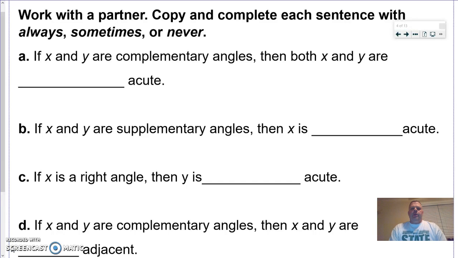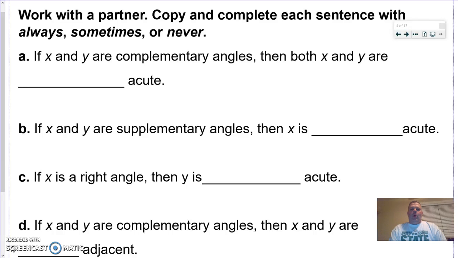In our first one, if x and y are complementary angles, that means they add up to 90 degrees, then both x and y are blank acute. They always are acute if they are complementary. They cannot be any angles that are right or obtuse if they are complementary, because they add up to 90. So that is always.